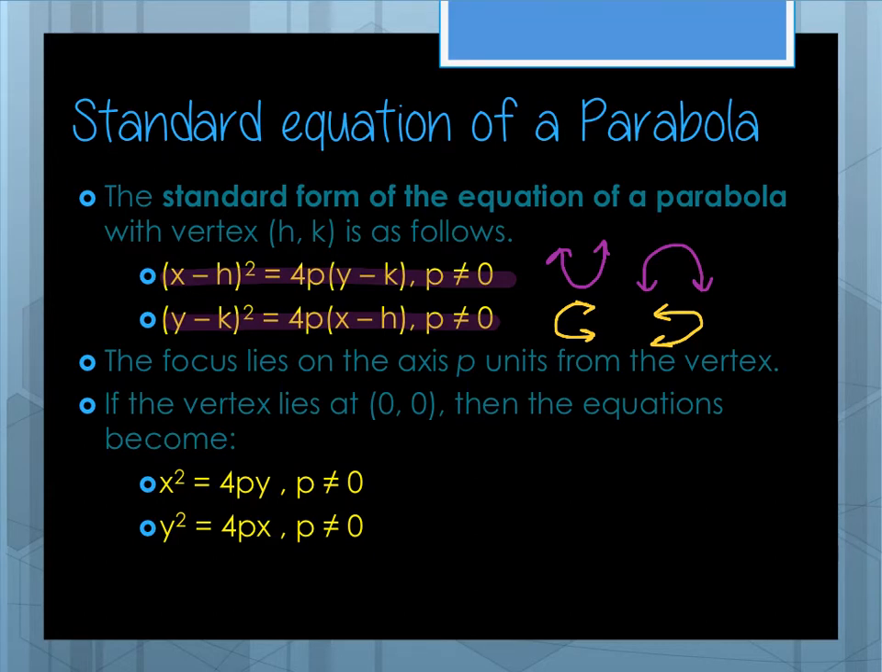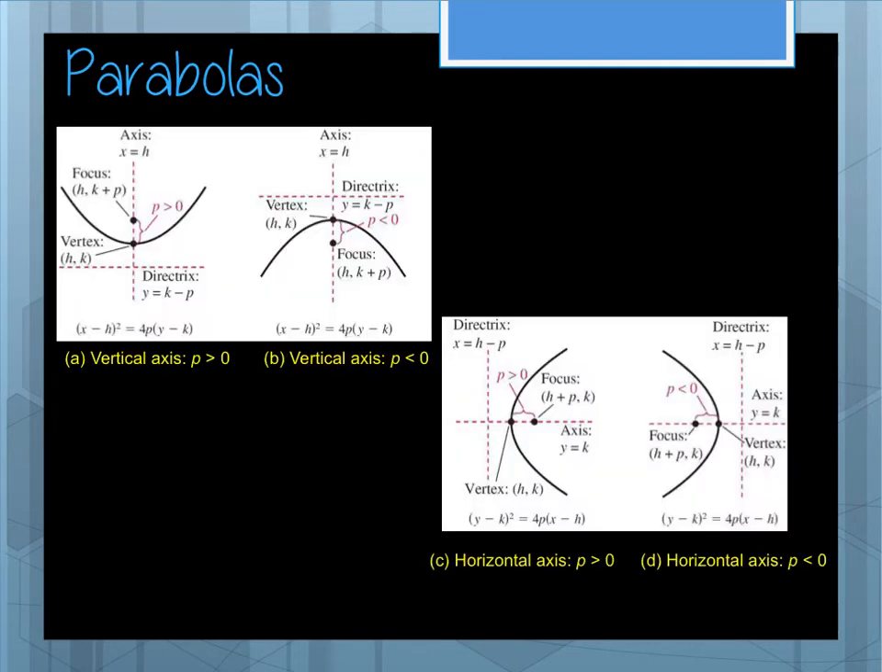If the vertex is (0, 0), then the equations become these. Just x squared equals 4py. Again, that would open up or down. Or y squared equals 4px. That would open right or left. So all that gets eliminated from there is the h and the k because the h and the k would be zeros. So if you just memorize the first 2 equations, you should be able to get to the second ones by knowing that the h and the k would be zeros. Okay, so look at graphs and let's talk about how do I find p and all that good stuff.